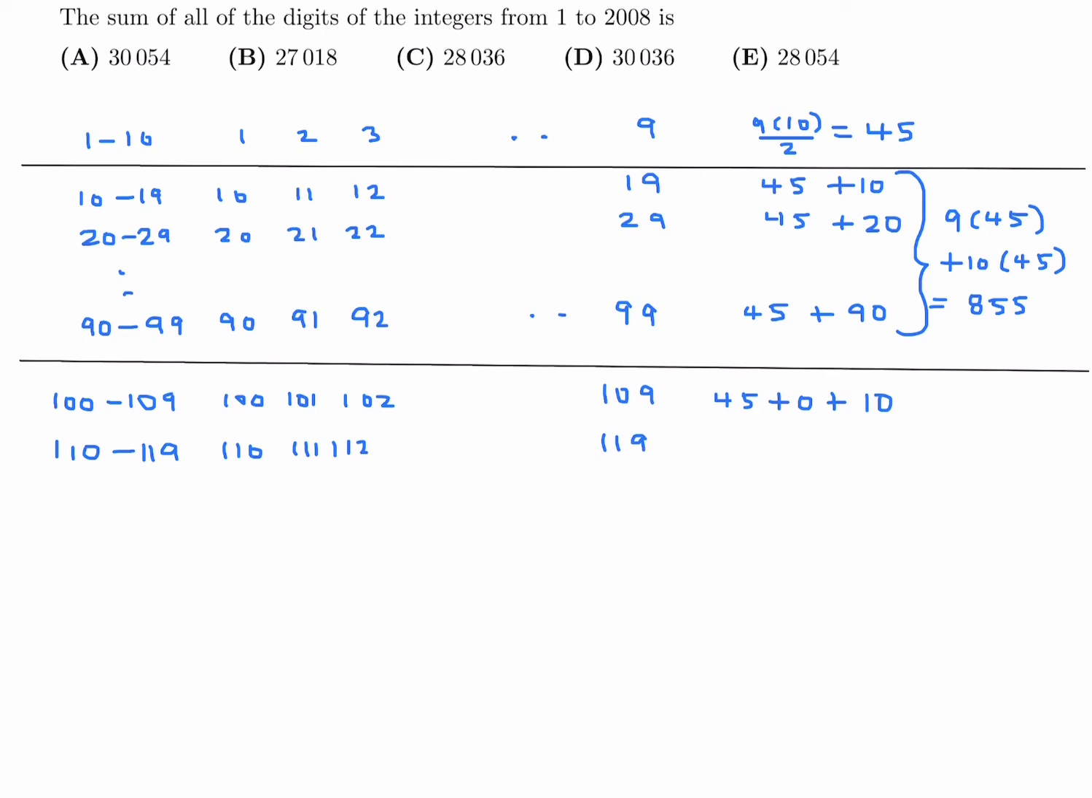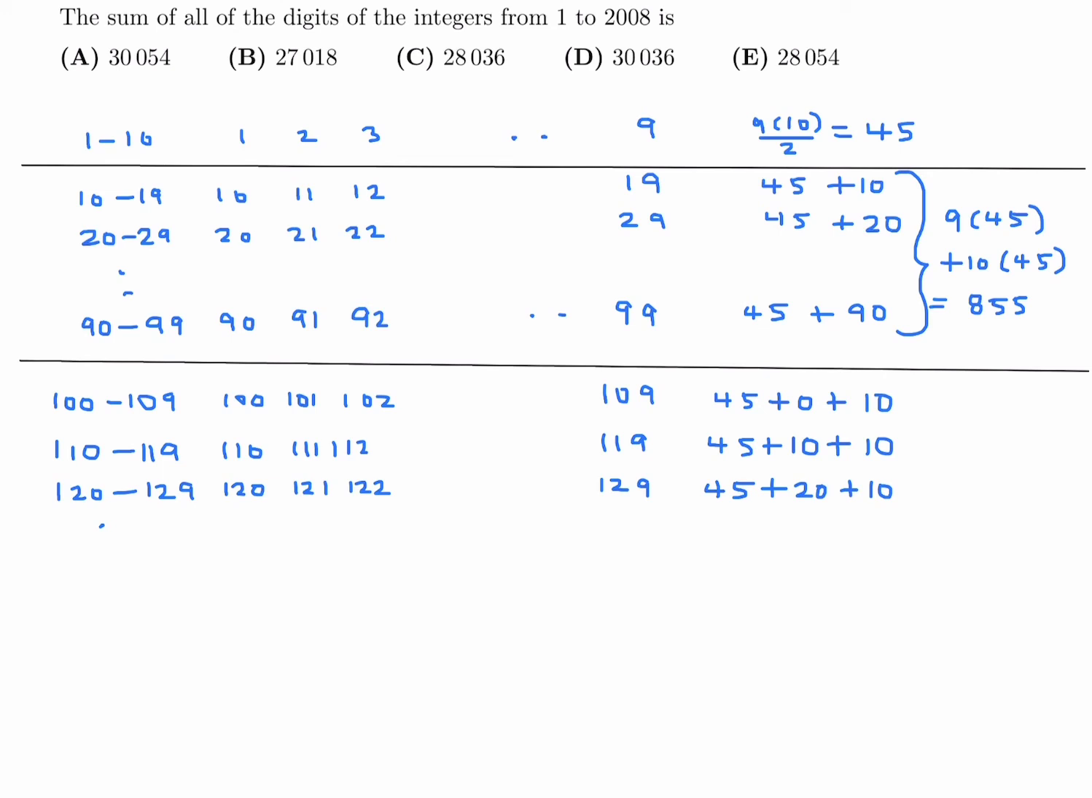Units digits, again, give me 45. But now the tens digits give me all ones. So if I add up those, there'll be 10 of those. And then the hundreds digits are, again, just ones, so that just gives me 10. And then similarly for 120 to 129, this gives me 45 for the units digits. It gives me 20 this time for the tens digits because it's all 2's and there's 10 of them, so 2 times 10 is 20. And then for the hundreds digit, it's still 10.